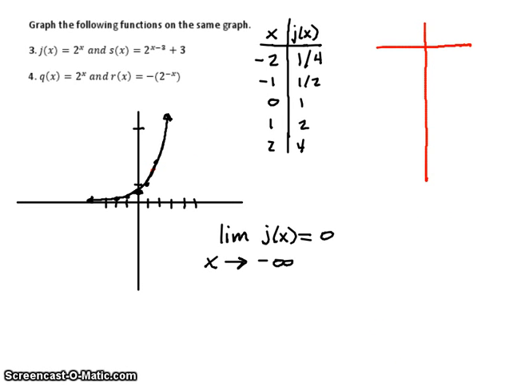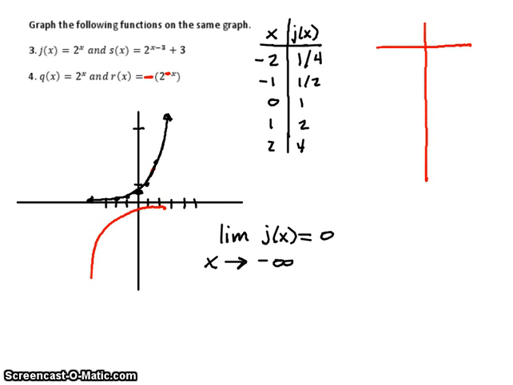Alright, so for problem number 4, we have our base function here. And right here, the negative in front of the 2 to the negative x tells us that we have a reflection over the x-axis. And the negative in front of the x tells us that we have a reflection over the y-axis. So we're seeing a reflection over x and then a reflection over y. So we're going to end up with a function like so.